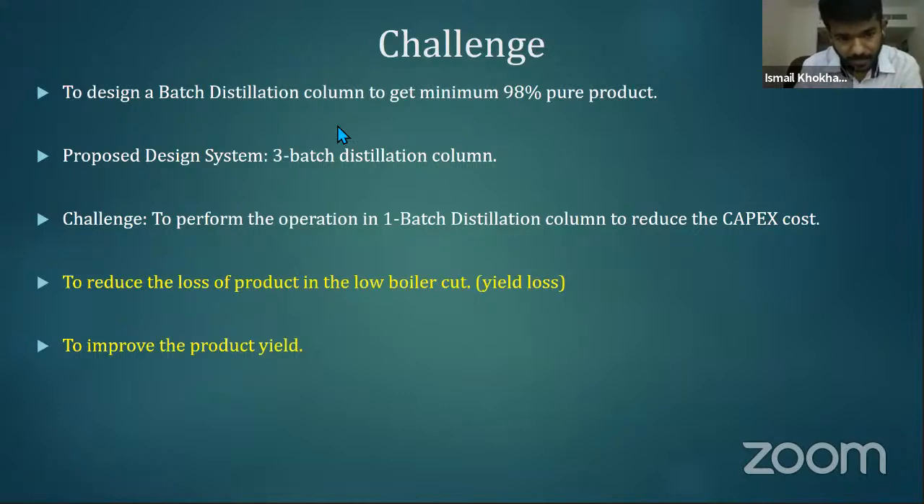So now what was our challenge? Apart from the first three, the fourth one got added, to reduce the loss of the product in the low boiler cut, and the next target given to us was to improve the product yield. Since we now knew what the impurities were and how they were interacting with the system, we needed to control the loss of product in the low boiler cut, as well as improve the yield.